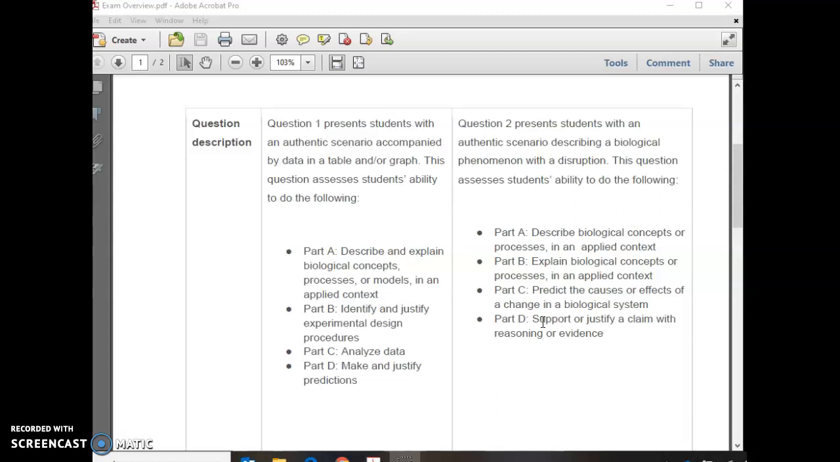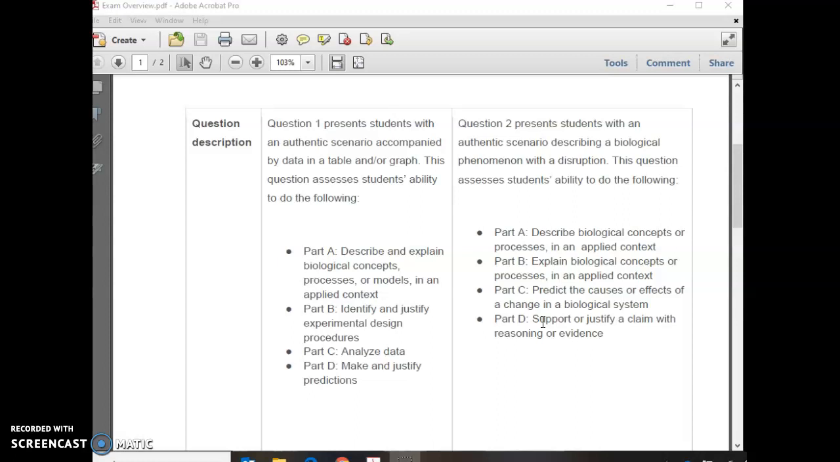Try not to get overwhelmed with the crazy names, because again, most likely they're going to give you something that you've never seen before, an organism or a process or something that you've never seen before. But really what they're asking you about is going to be something that you do know. Okay, so I digress there. So question 1 is probably going to give you some sort of data, some sort of graph, and you're going to be asked to analyze that.